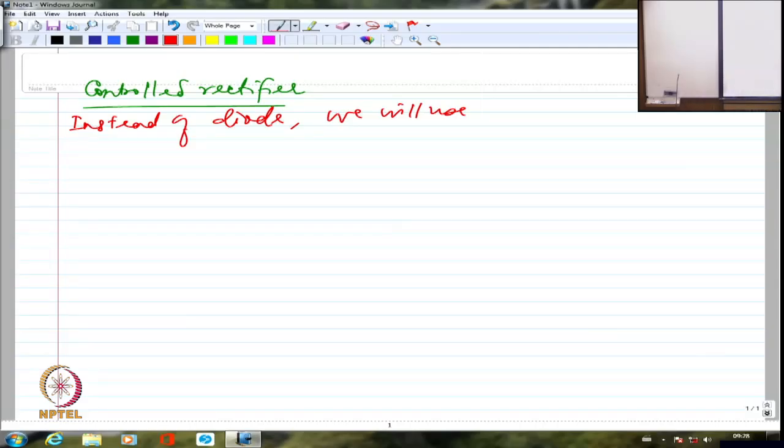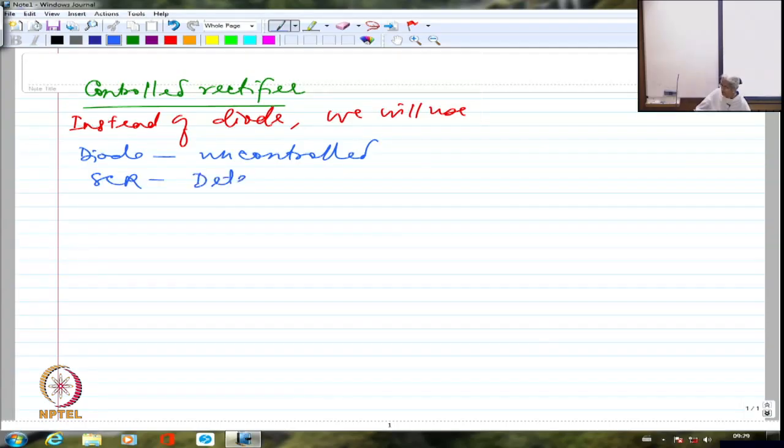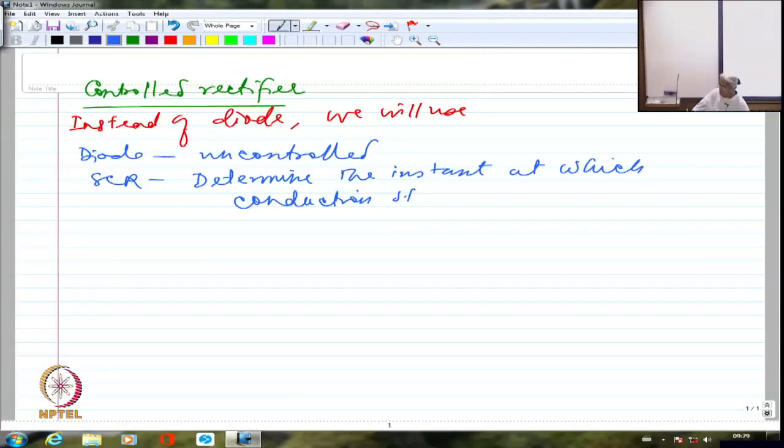Right? And a diode will conduct whenever it is forward biased. There is no control over its conduction duration. So I would say that diodes are basically uncontrolled devices, whereas with an SCR, you would be able to decide or determine the instant at which conduction starts.